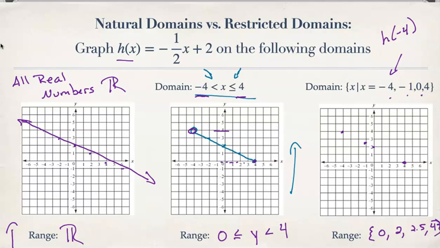Now, a natural domain is something that's unrestricted. So this first example is this function h of x on its natural domain, which is typically all real numbers. This second one is a restricted continuous domain because there's a line connecting all the points, so it's continuous from left to right. And then this third example is a restricted discrete domain. The domain is just a collection of points and it is not connected by a line.